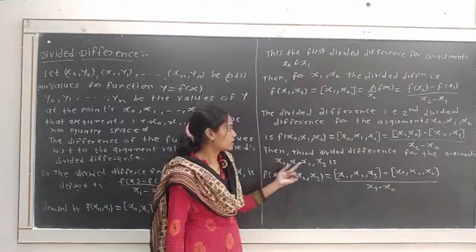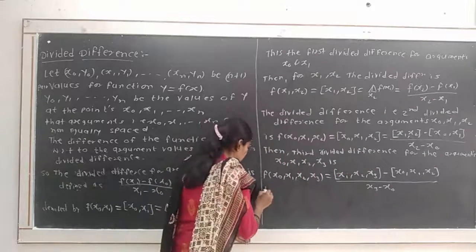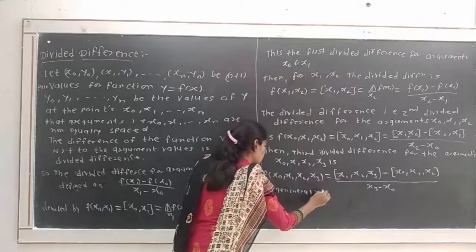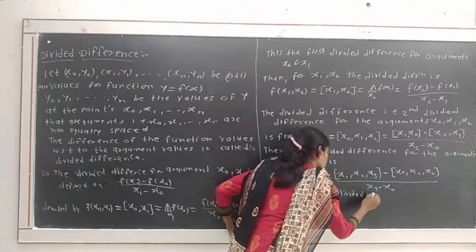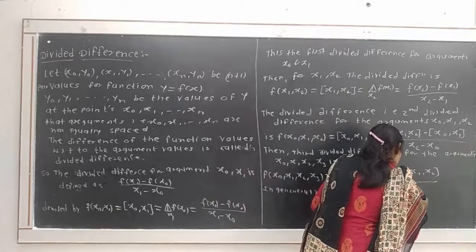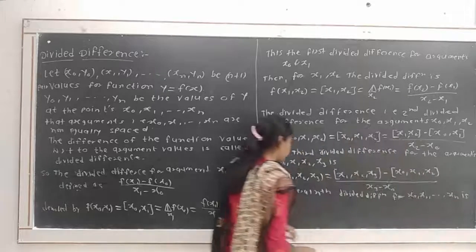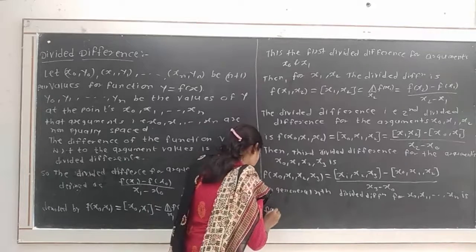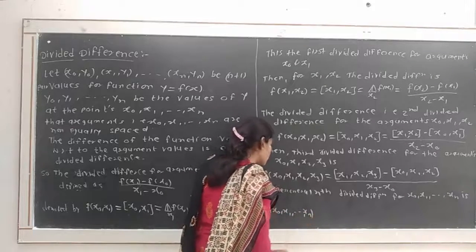So in this way we define the third divided difference, and in general the nth divided difference for x0, x1 up to xn, for the arguments x0, x1 up to xn, f of x0, x1 up to xn, we denote by this notation.